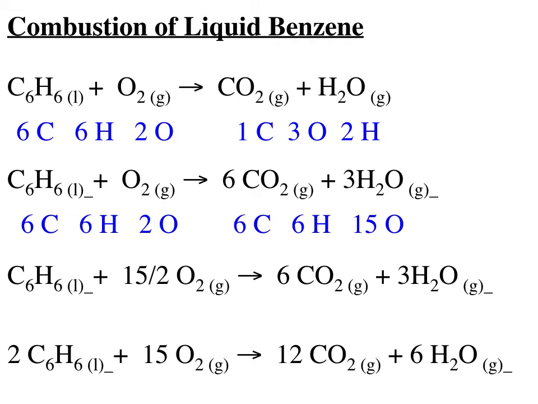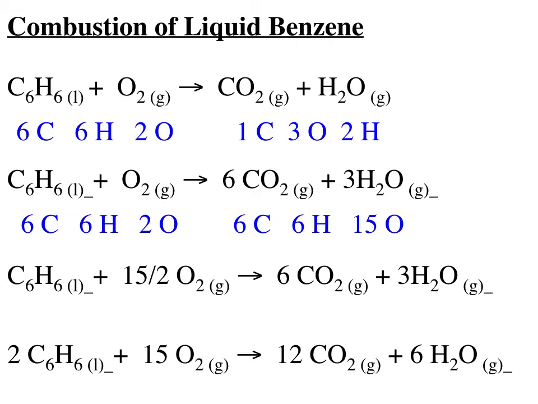So I will first balance the C's on both sides and the H's on both sides by putting a 6 on the product side in front of the CO2 and a 3 on the product side in front of the H2O. Now when I count everybody up, I have 6 C's on both sides, 6 H's on both sides, but I have on the product side 12 plus 3 or 15 O's, and on the reactant side only 2 O's.